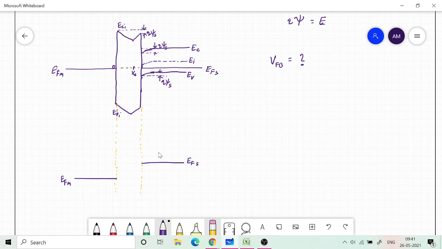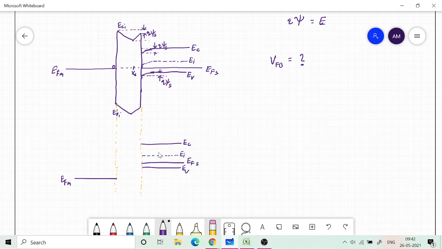And then what happens? All the bands will become flat. EV will be flat, EI will be flat, EC will also be flat. Okay, I am not showing the vacuum level and all, that also you can show. And then what happens in the oxide? That is important. When you remove Q phi s, you will end up straightening this part also.